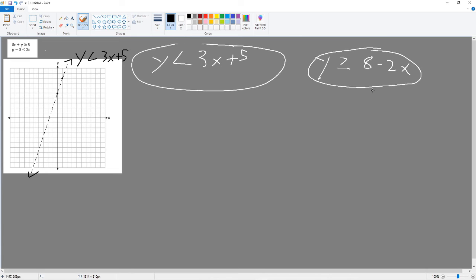So let's plot this one second. At x equals 0, I have 8. So 1, 2, 3, 4, 5, 6, 7, 8. And when x is equal to 1, I have 8 minus 2, which is just going to be 6. So 1 comma 6. So x equals 1, 1, 2, 3, 4, 5, 6. Okay, so let's draw another line.